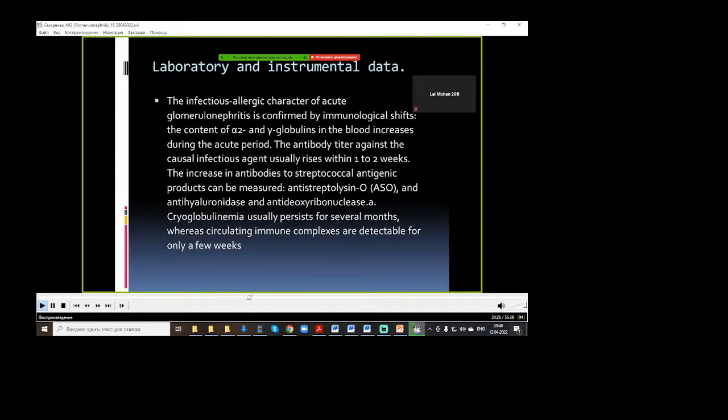And we may detect an increase in antibodies to streptococcal antigenic products such as antistreptolysin O, anti-hyaluronidase, and anti-deoxyribonuclease.